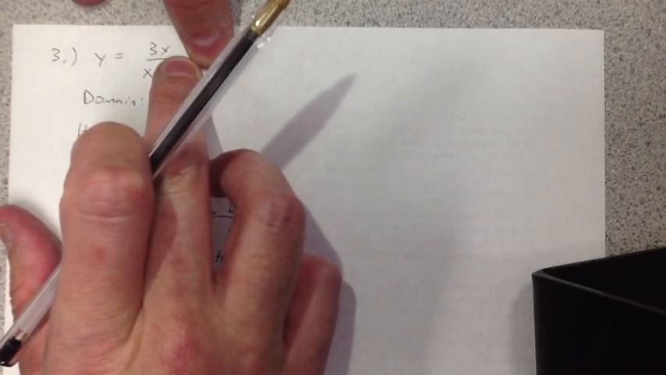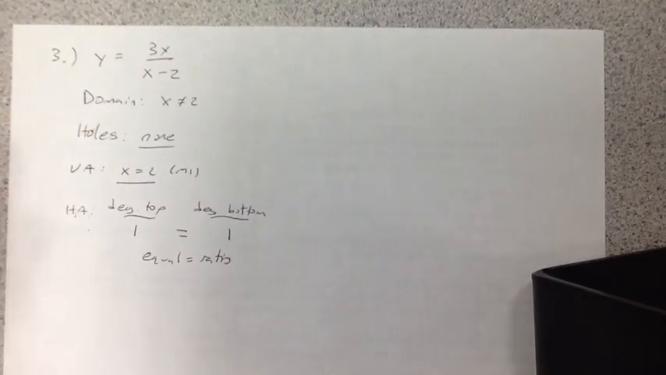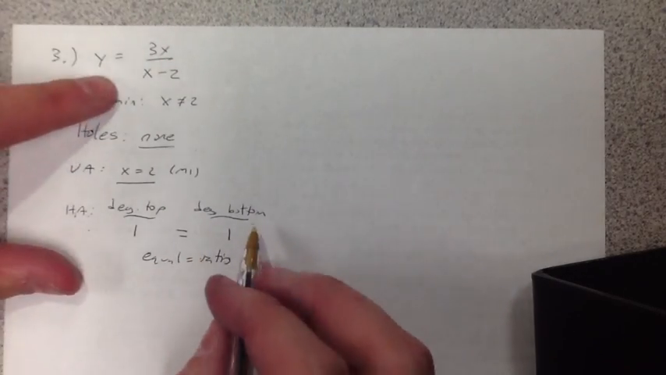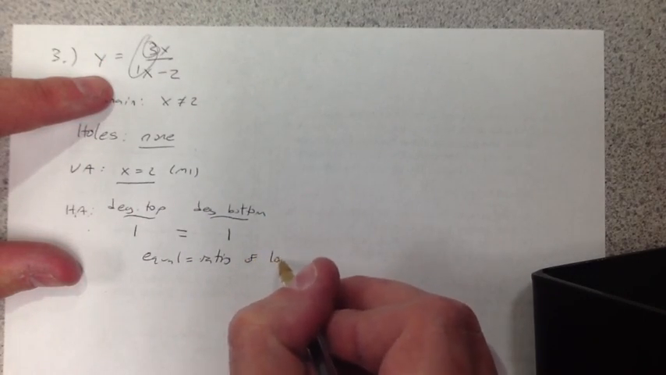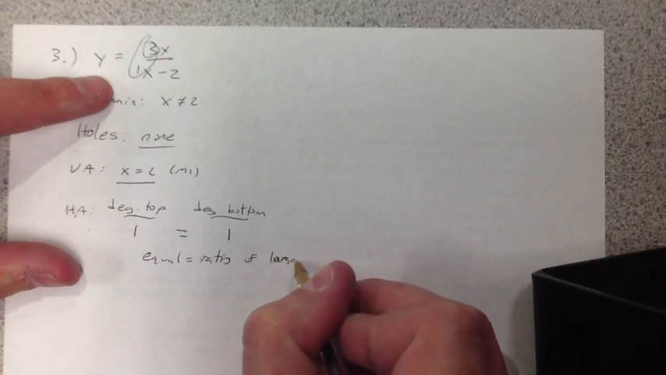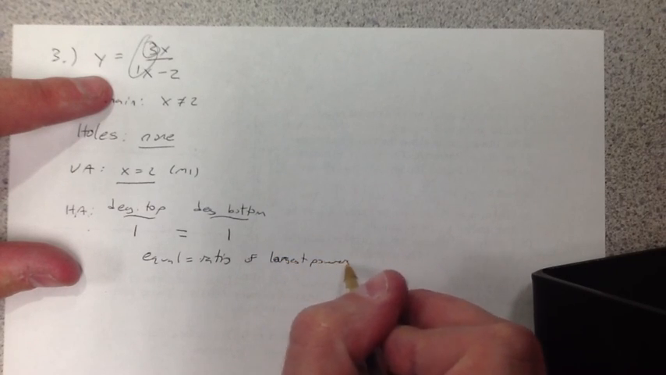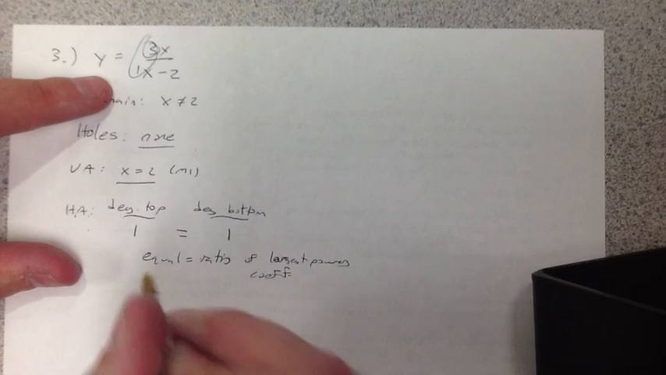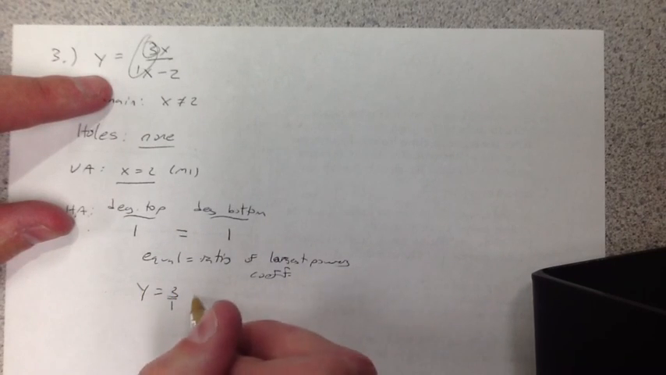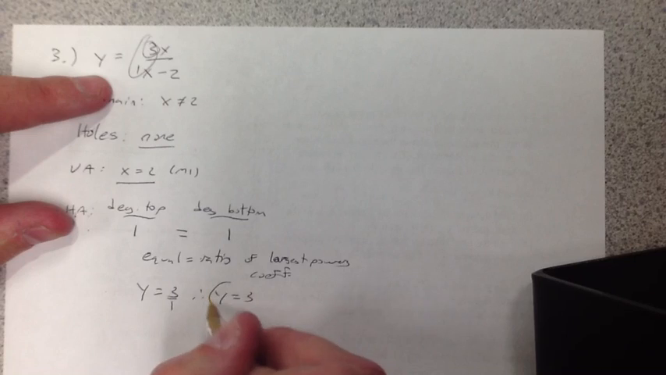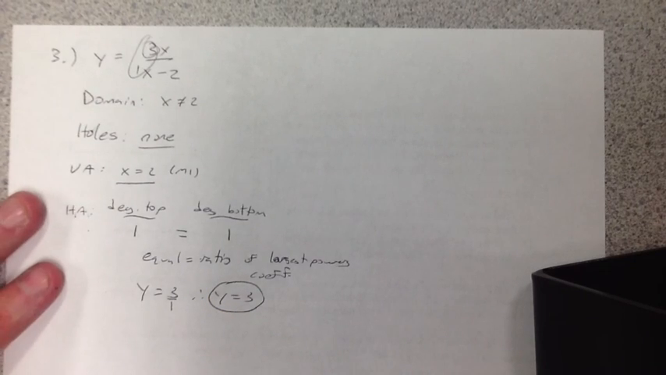We get 3x over x. And we'll deal more with that issue in calculus. So it's the ratio. It's 3 over 1. It's the ratio of the largest powers. Coefficient. So it's y equals 3 over 1, which is just y equals 3. So there is our horizontal asymptote.